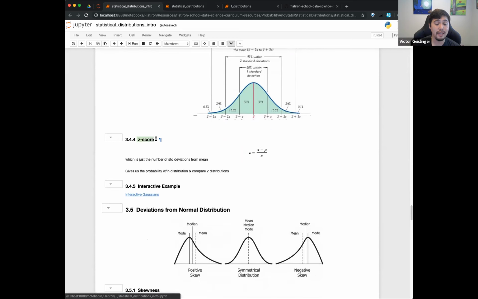Basically our z-score is saying how many standard deviations the point is away from the average. So that's essentially what's going on here. And the reason why we use that is basically it's a nice thing.